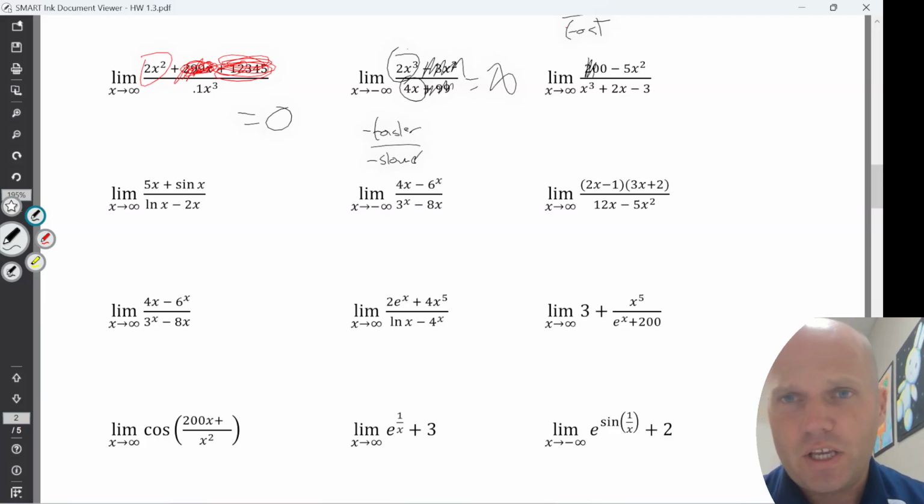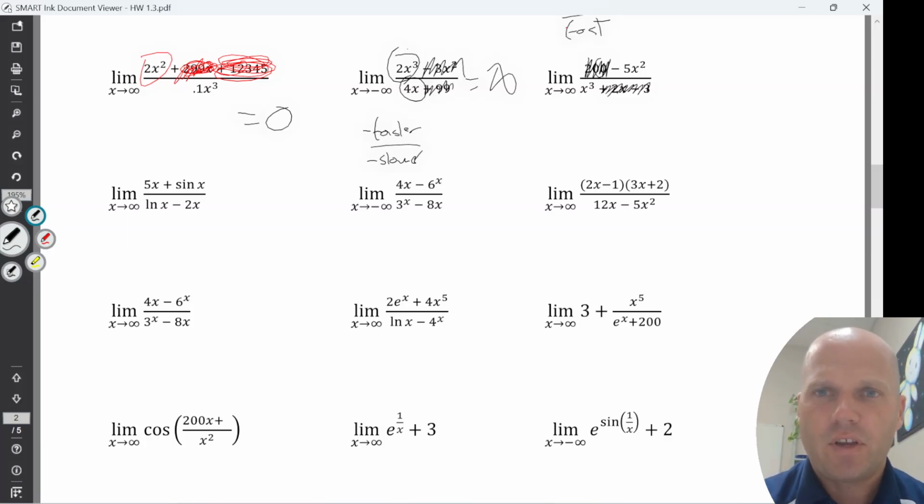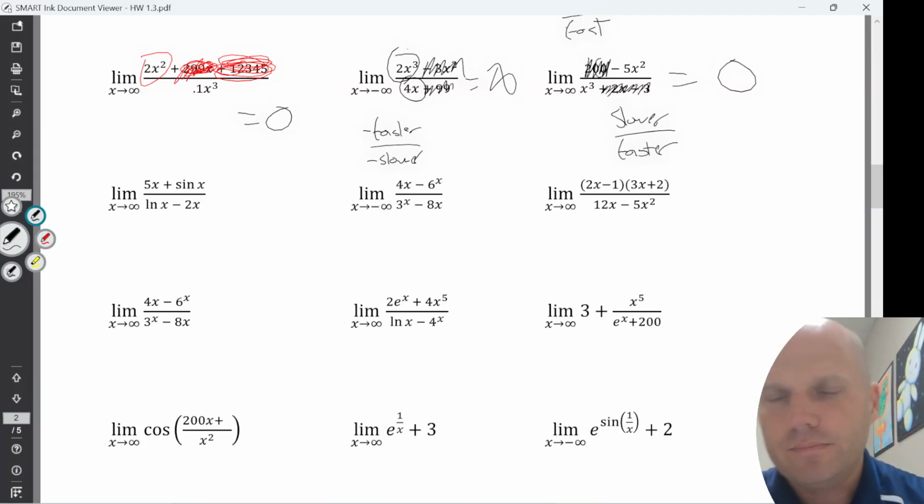Here, the 200 will be insignificant. It'll be like adding a very, very small decimal to a very, very large number. If I plug in infinity, I'd have a negative faster, negative slower over faster. We don't really care about negative slow over faster because we're approaching zero. We could be asked about positive or negative, like coming from the negative side towards zero, zero from the left or zero from the right, but we're not going to worry about it.